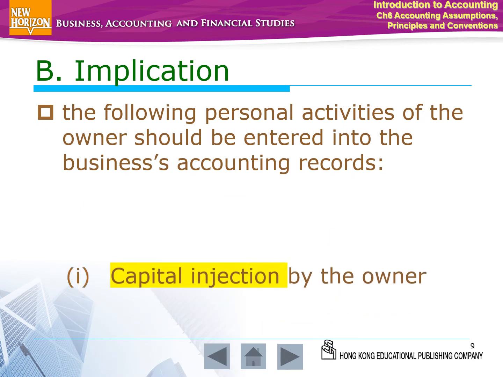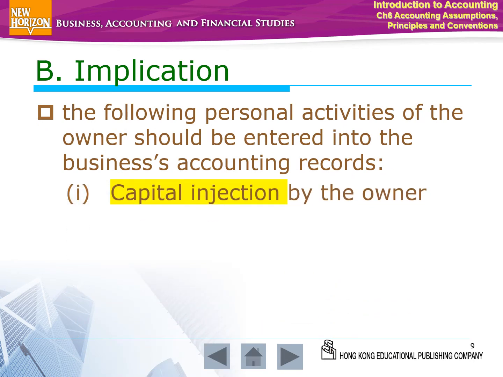This implies that the following personal activities of the owner should be entered into the business accounting records. Number one, if you formed the business with a capital at the very beginning of $100,000, and now you are going to inject some more capital into the business, such capital injection should be recorded in the accounting books, in the capital account.